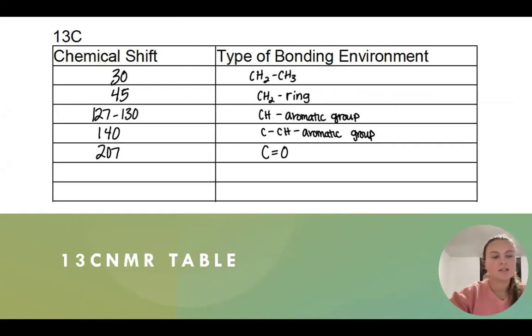The second table is the 13C NMR table. In this table, there are 5 unique carbons that were present on the spectrum. Again, like we talked about, the chemical shift at 30 and its bonding environment, the chemical shift at 45 and that unique bonding environment, and so forth for 127, 140, and 207.